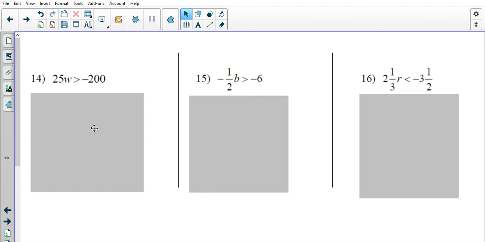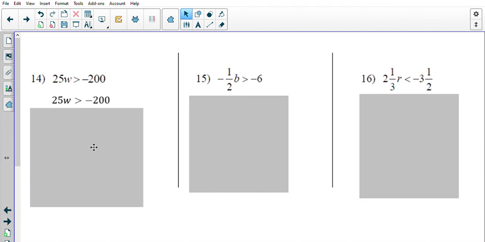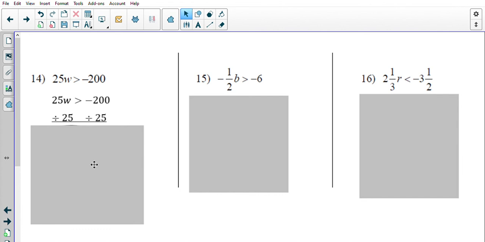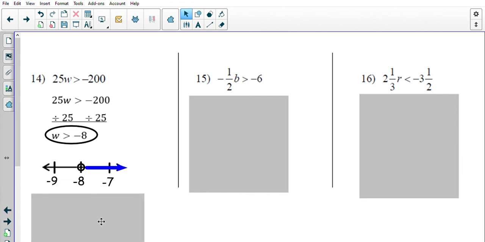25w is greater than -200. The inverse of multiplying by 25 is to divide by 25. I'm getting ahead of myself. -200 divided by 25 is -8, so I get w is greater than -8. No need to flip that symbol because I divided by +25. This one will have an open circle at -8. Greater than means I shade to the right.